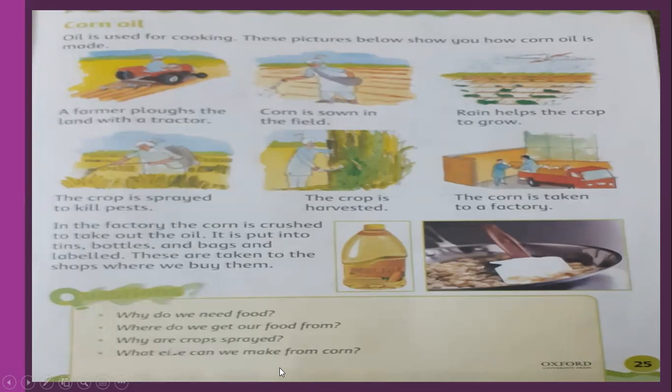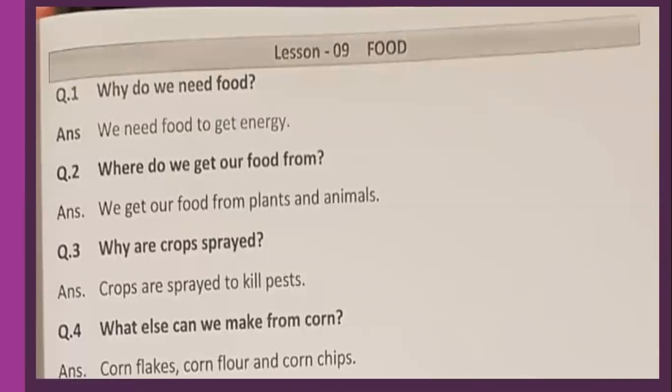Let's start writing. I'm telling you here the answer of these questions. Look, why do we need food? The answer is we need food to get energy. Where do we get our food from? We get our food from plants and animals. Why are crops sprayed? Crops are sprayed to kill pests.